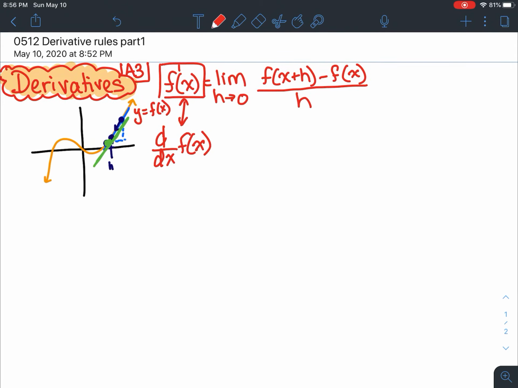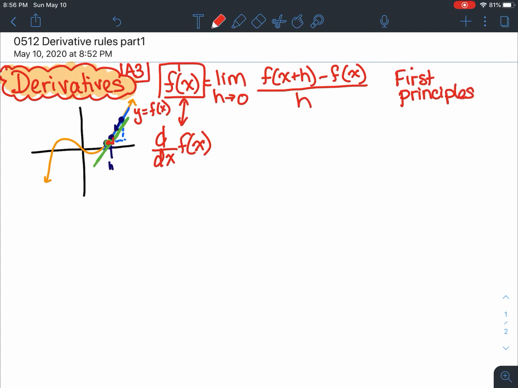So we found the limit as h goes to 0, meaning we want to find the slope right at that 1 point, so we want that interval to be nothing, of f of x plus h minus f of x over h. That's what we call first principles. That's what we kind of focused on in A2.